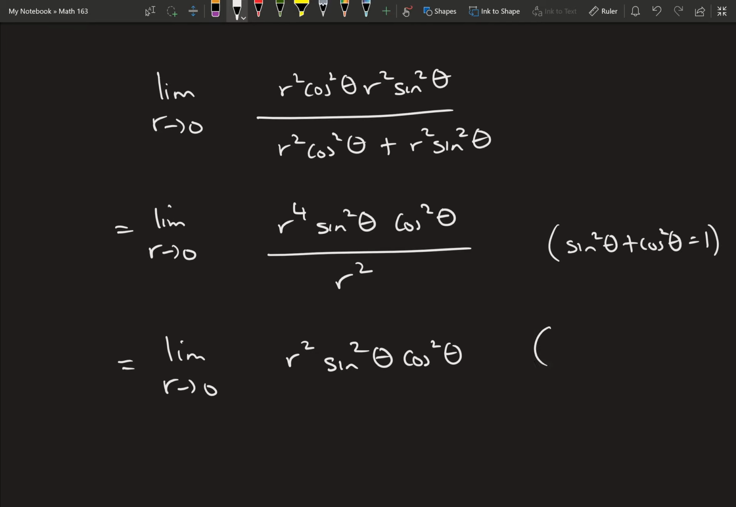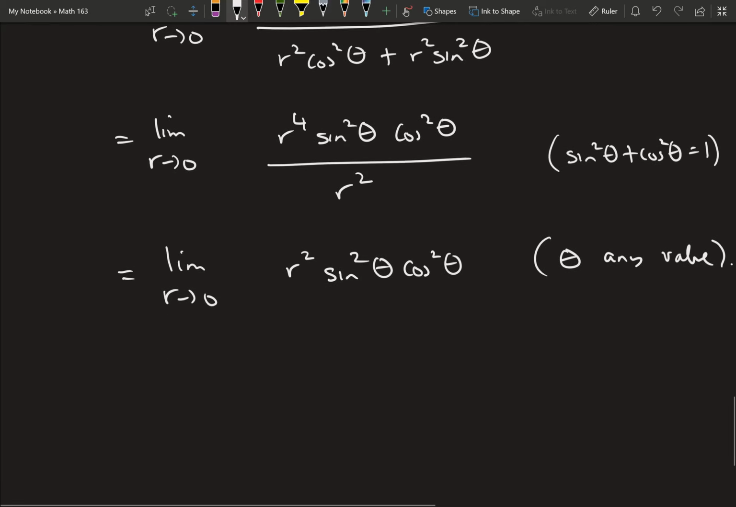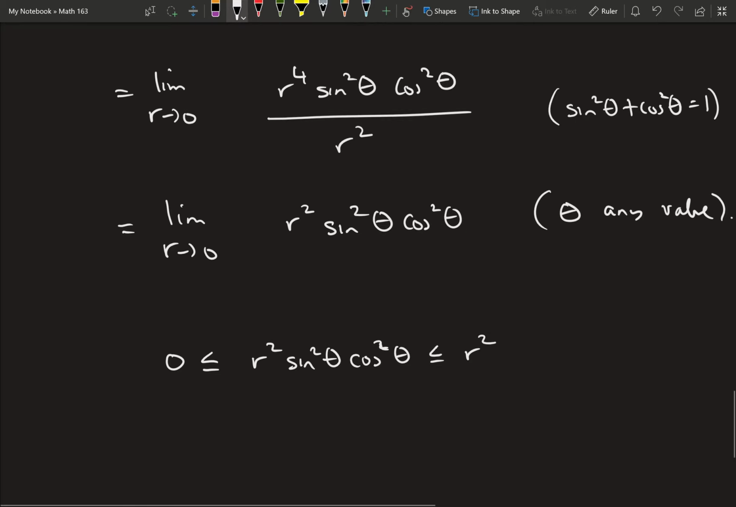And then note that theta can be any value here. We're not really sending theta to a particular value, because theta is just a rotational parameter. So what do we do here? Well, note that 0 is less than or equal to r squared sine squared theta cosine squared theta, which is less than or equal to r squared, because sine and cosine are at most 1. Sine squared and cosine squared are also at most 1.